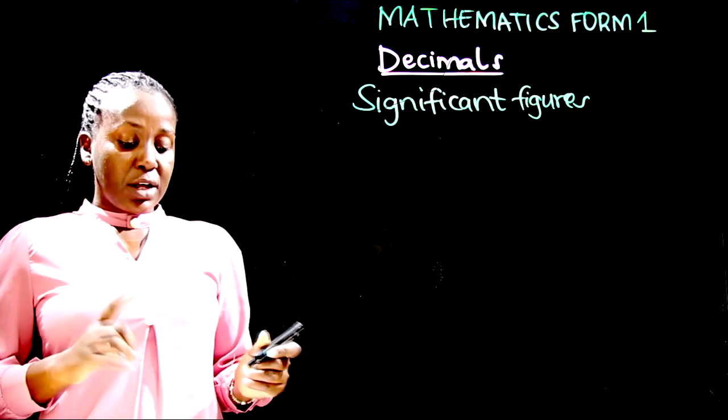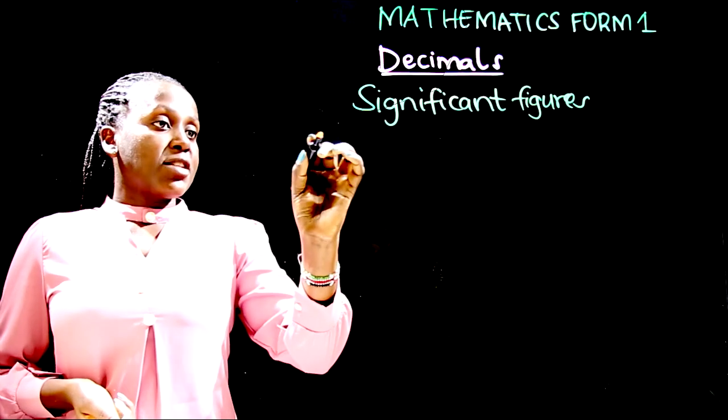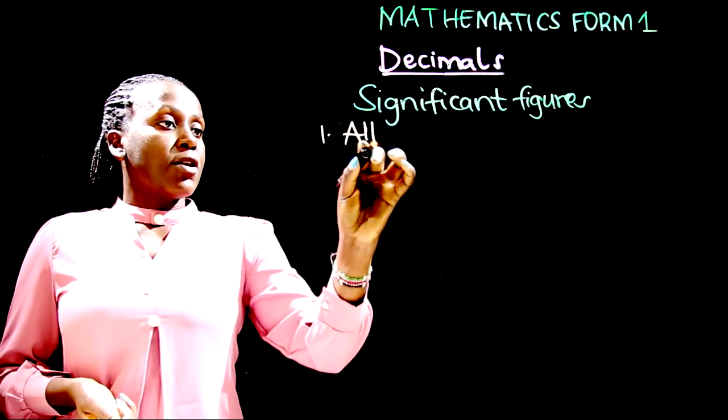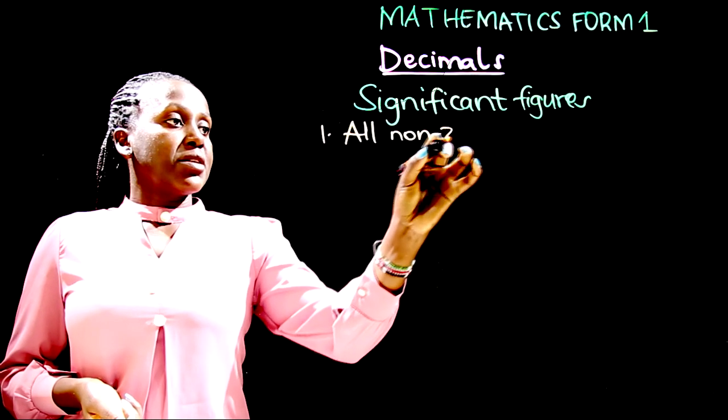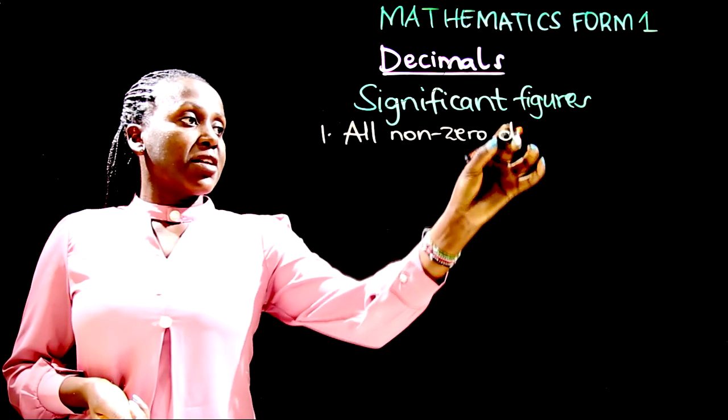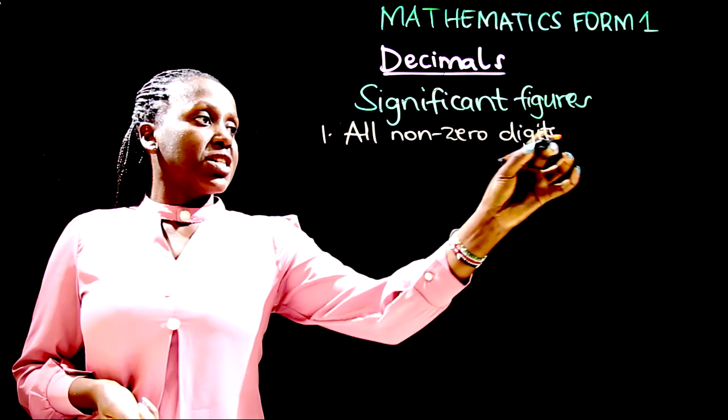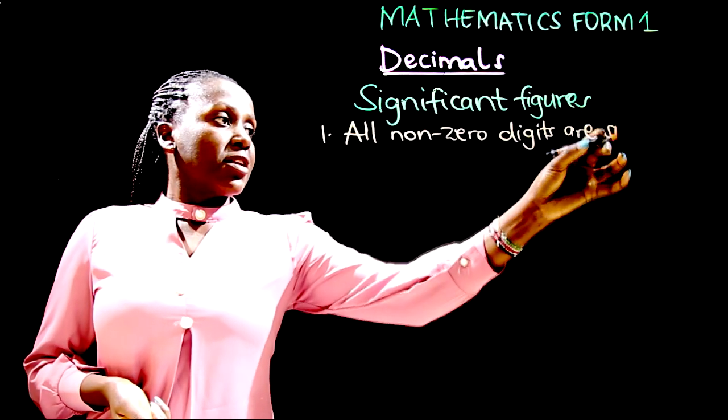Now, which numbers or which digits are considered significant in a number? So the first rule that you must remember is that all non-zero digits are significant. All non-zero digits are significant.